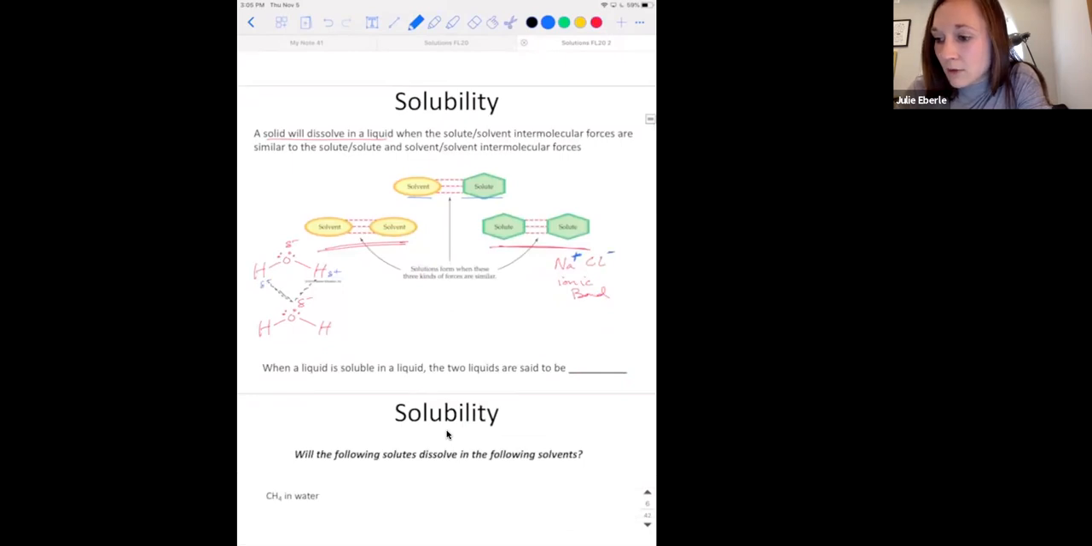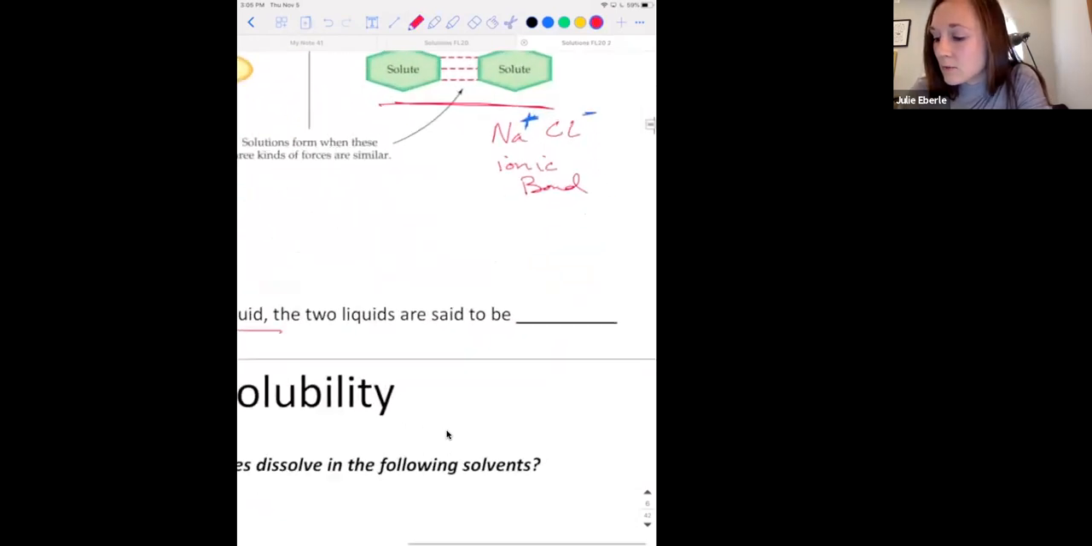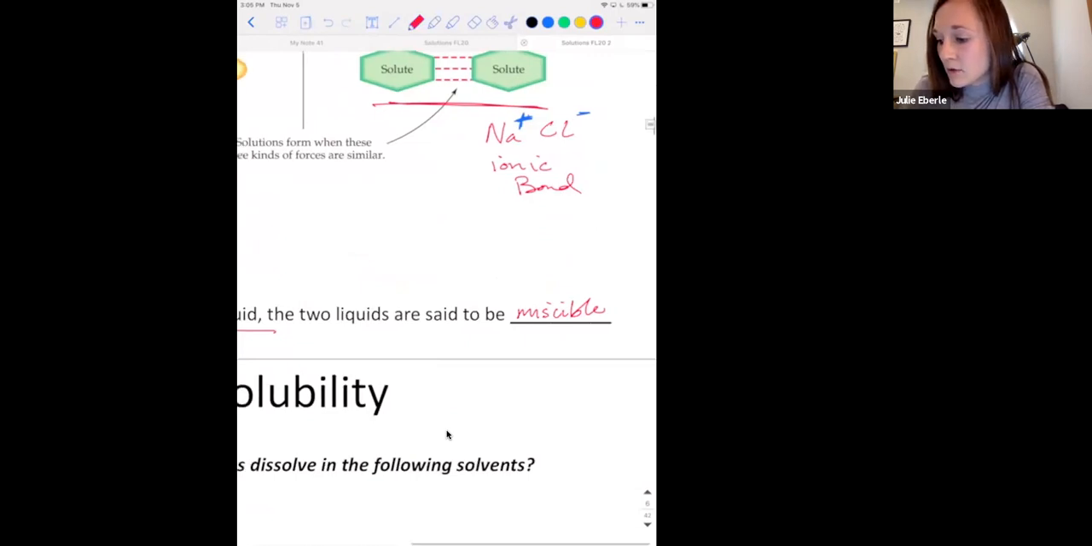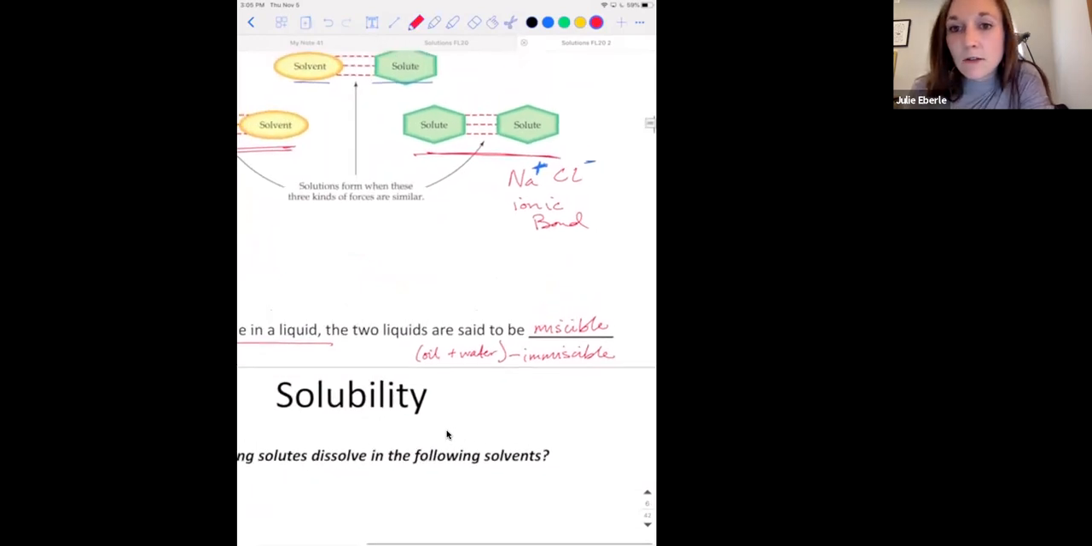Now, when you have two liquids at hand, when a liquid is soluble in a liquid, we call those liquids miscible. And if they don't mix, if you have two liquids, oil and water, for example, we call those immiscible. Two liquids that don't mix are immiscible. Liquids that do mix are miscible.